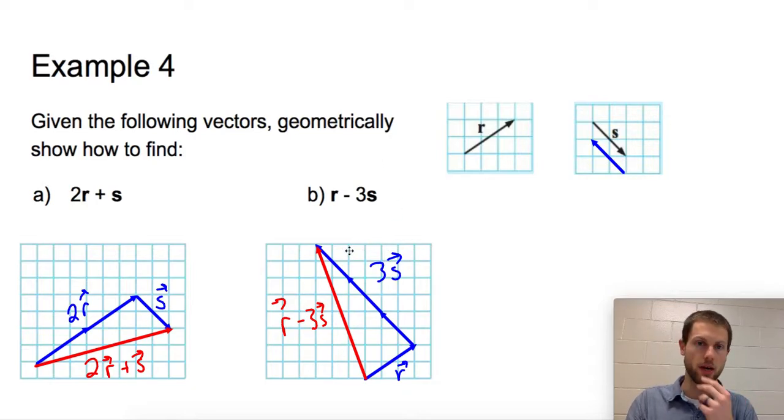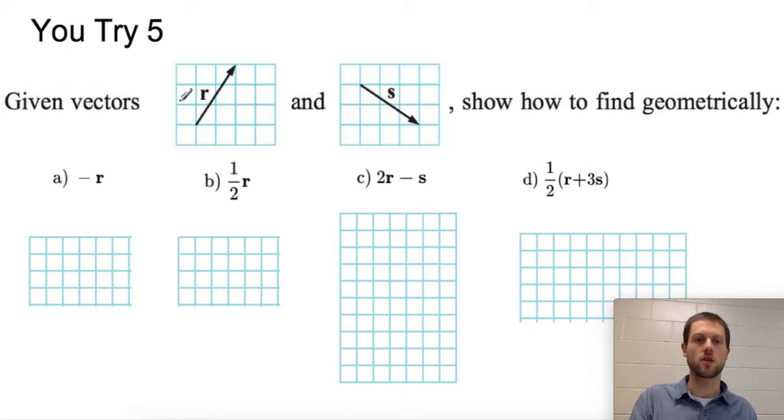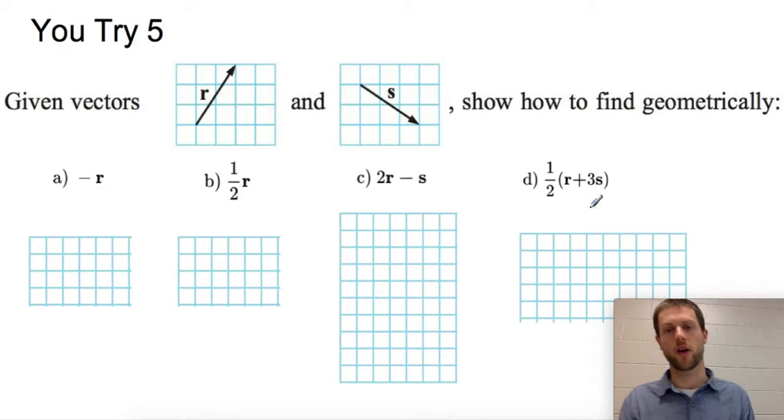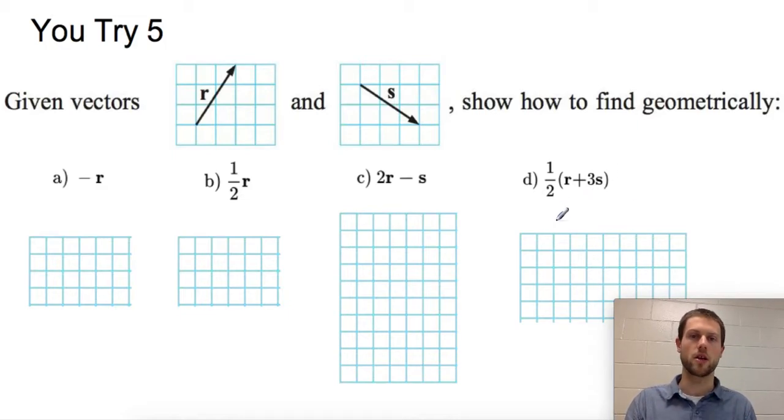We have multiplied by scalars. We've added them. Let's see if you can put it all together. Using these 2 vectors, show what negative r looks like, 1/2 r, 2r minus s, and then this one's kind of tricky, 1/2 times the vector r plus 3s. So give these a shot, and when you're ready, check out the answers when you resume play.